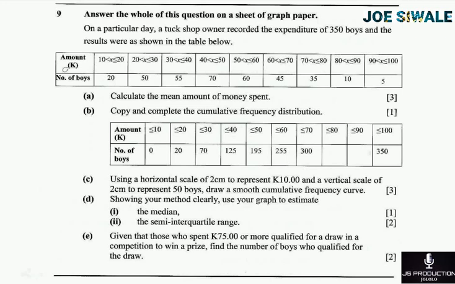Question D reads, showing your method clearly, use your graph to estimate Roman numeral 1, the median, 1 mark, Roman numeral 2, the semi interquartile range, 2 marks. Question E reads, given that those who spend 75 kwacha or more qualified for a draw in a competition to win a prize, find the number of boys who qualified for the draw, 2 marks.